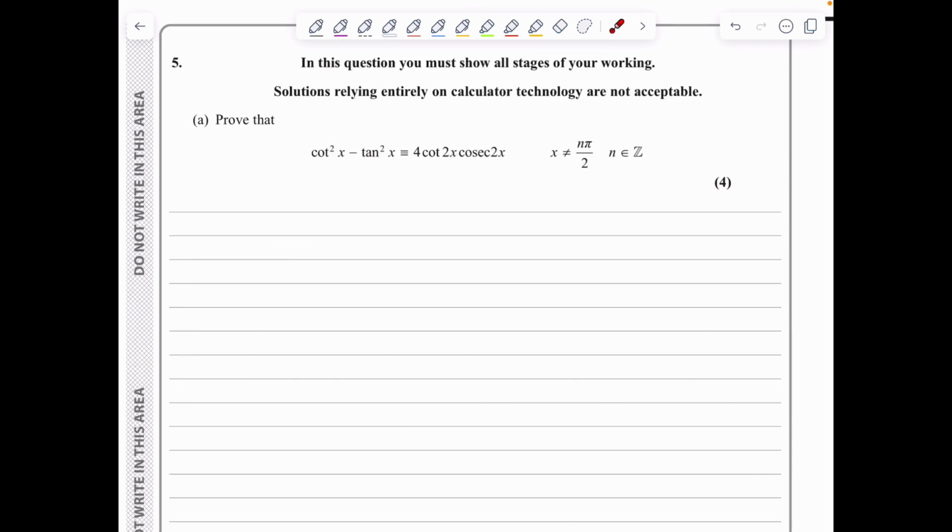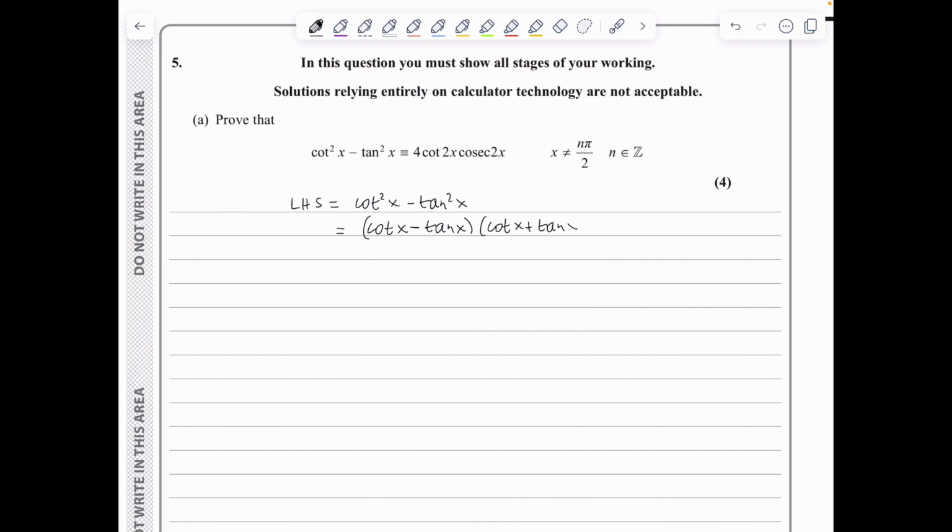In 5a, we need to prove the identity that cot squared x minus tan squared x is equivalent to 4 cot 2x cosec 2x. So I will start from the left-hand side. We're looking at cot squared x minus tan squared x. I recognize this as a difference of two squares, so it's the cot of x minus tan of x times the cot of x plus the tan of x.